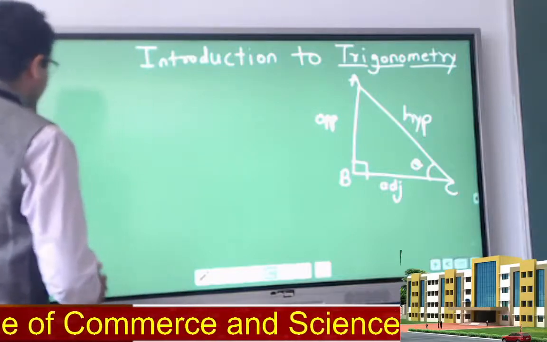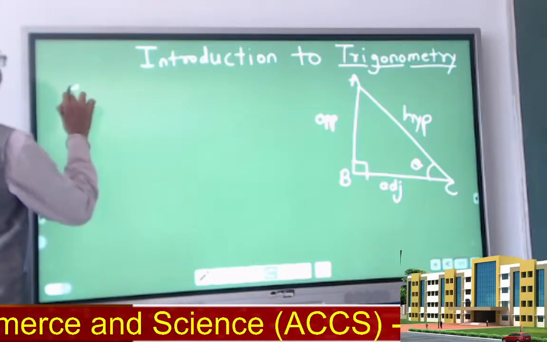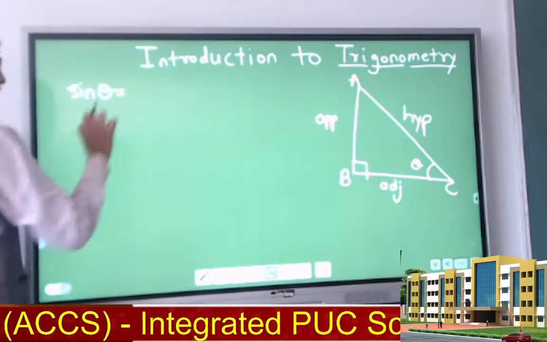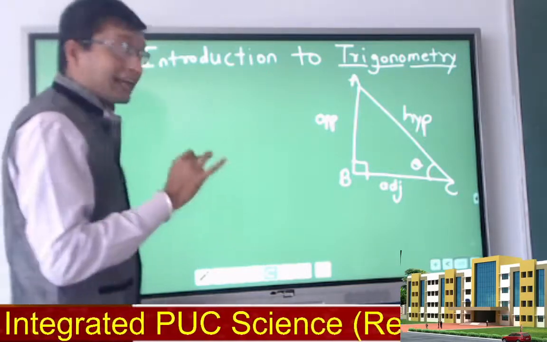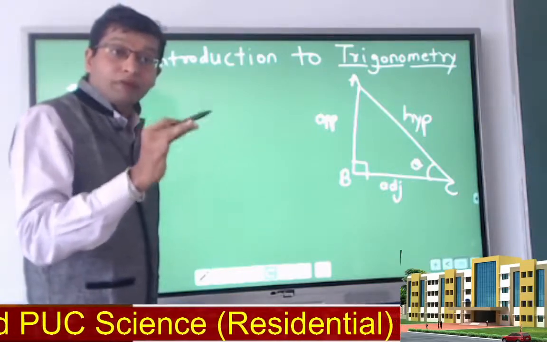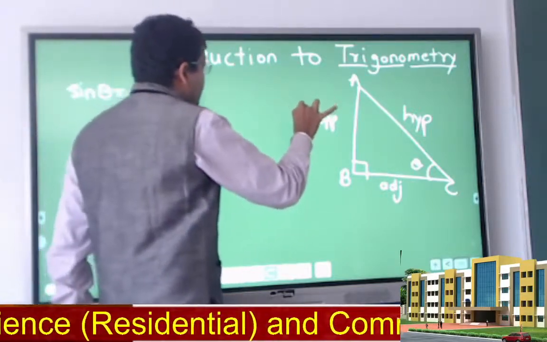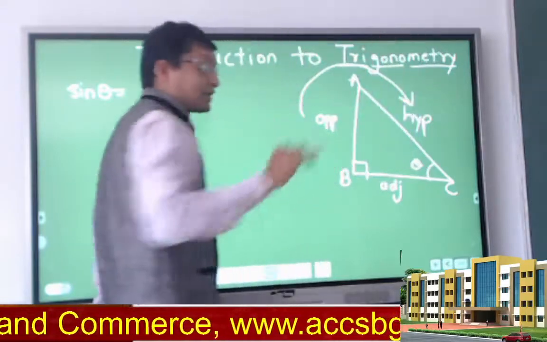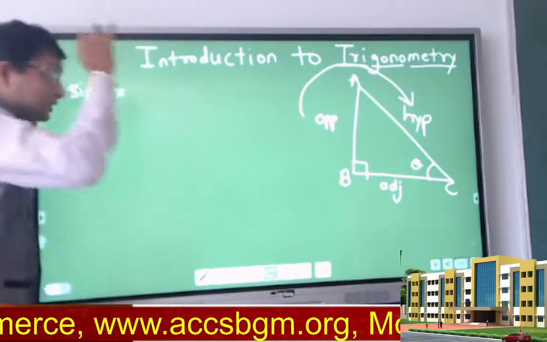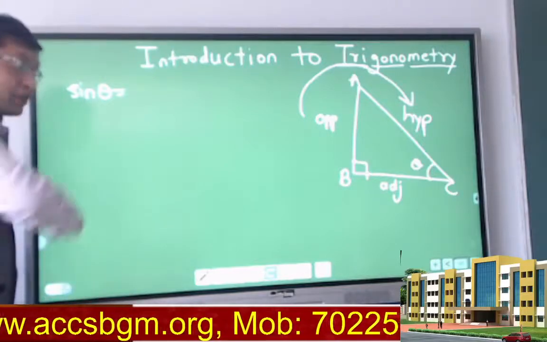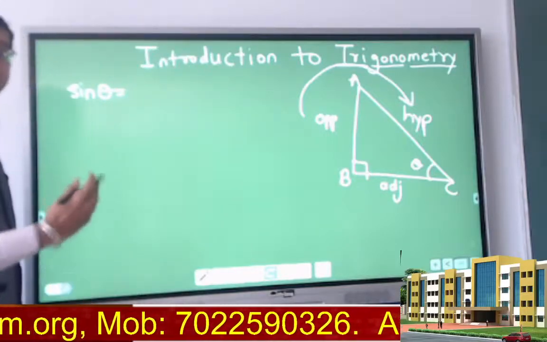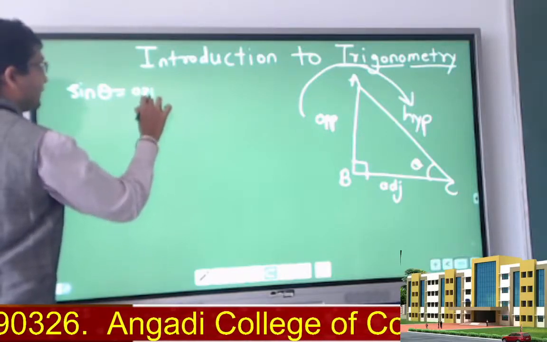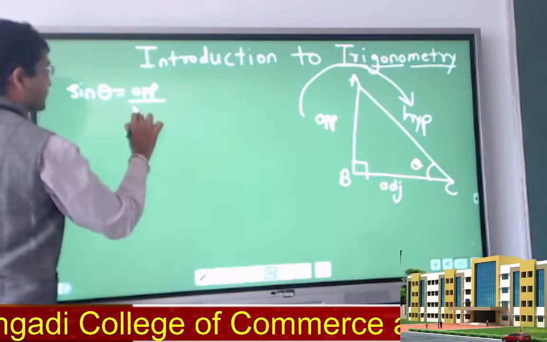So the first function is sine theta. You can refer to the diagram here. With the help of the diagram I am writing this. Opposite side divided by hypotenuse is sine theta. Yes, I am following the direction. It is moving in a clockwise direction. So sine theta is opposite divided by hypotenuse.